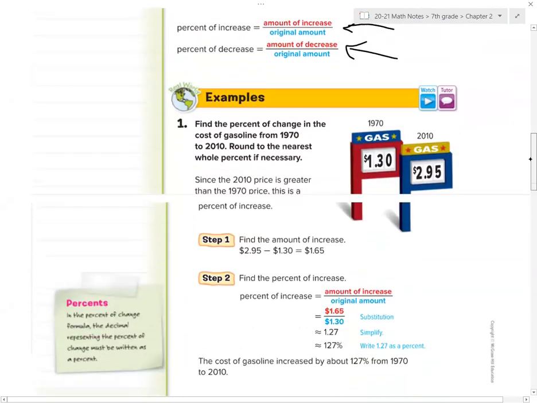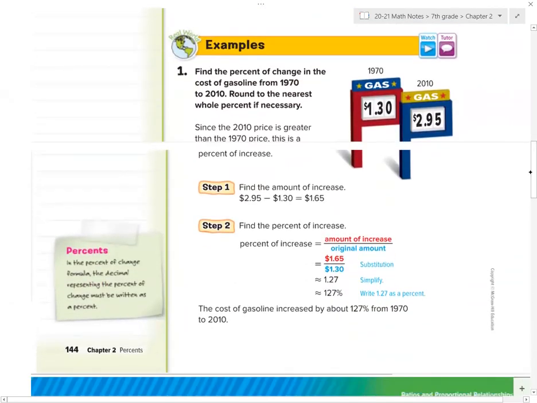Let's look at an example. Find the percentage of change of the cost of gasoline, and I know that your book says something different. This is apparently updated more. From 1970 to 2010, round to the nearest percent if necessary. Since the price of 2010 is greater than the price of 1970, this is a percent increase. To find the percent, we get the difference of 295 minus 130, which is 165. We found the amount of increase, which is 165, and we put that over the original amount.